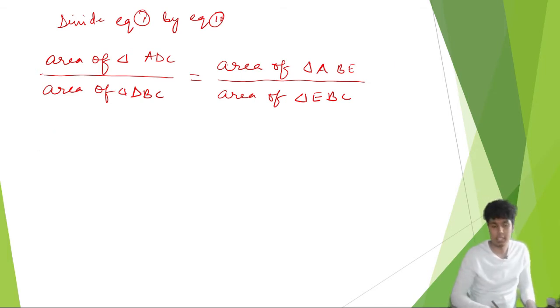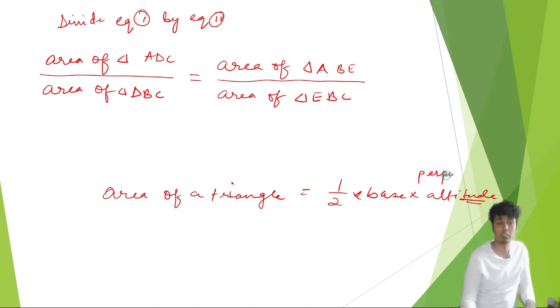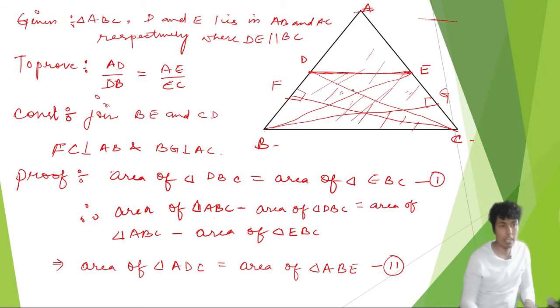So area of triangle ADC. Now what you need to understand here is the area of a triangle. What is the formula for the area of a triangle? One of the formulas is half into base into altitude, or half into base into perpendicular. We can write altitude as perpendicular, but remember the formula. So half into base. What is the base of ADC? Base is AD. What is the perpendicular? FC.